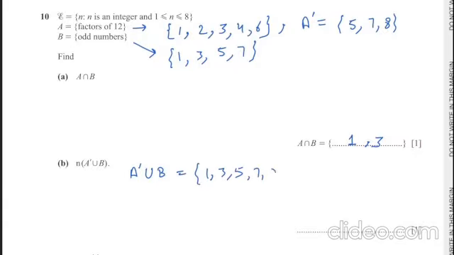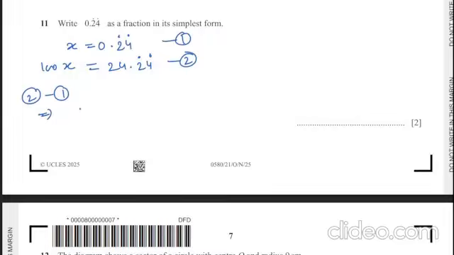Okay, so you have to write 0.2 dot 4 dot as a fraction in its simplest form. So we equate it with the x, then we multiply it with 100 too, because two digits are repeating here. We will get 24.2 dot 4 dot. Then we will subtract, basically this is equation 2, this is equation 1. We will do equation 2 minus equation 1, which will give us 100x minus x in the left hand side, and in the right hand side 24. So 99x equals 24. So x will be equal to 24 upon 99.